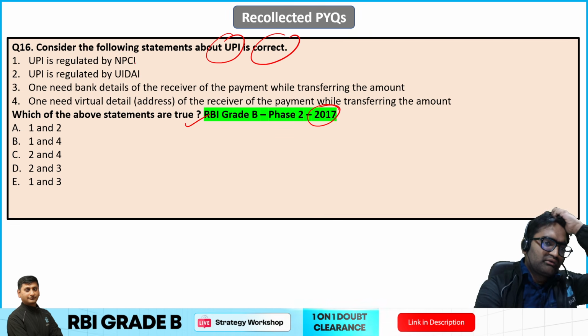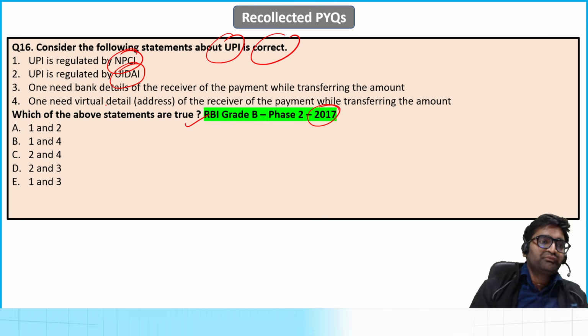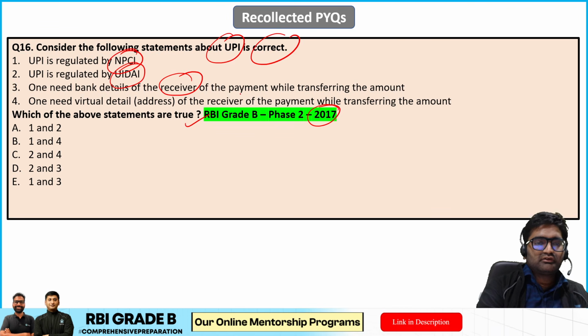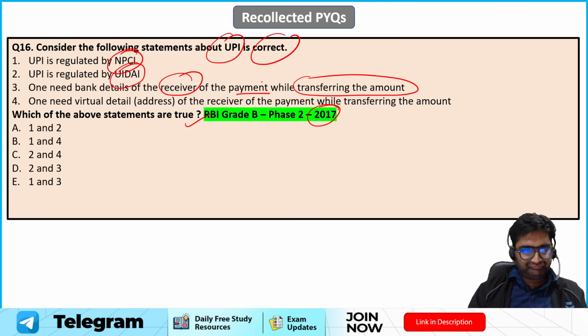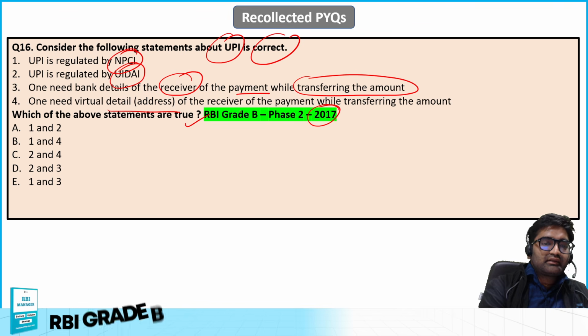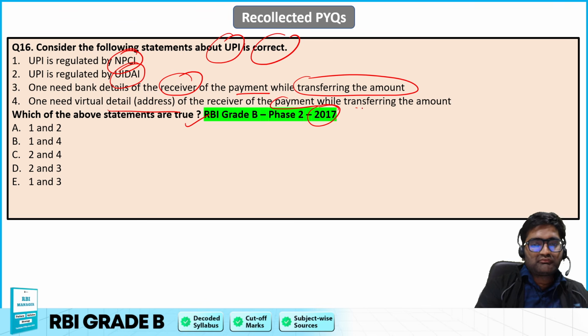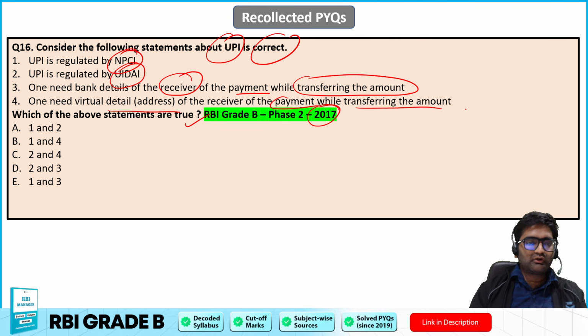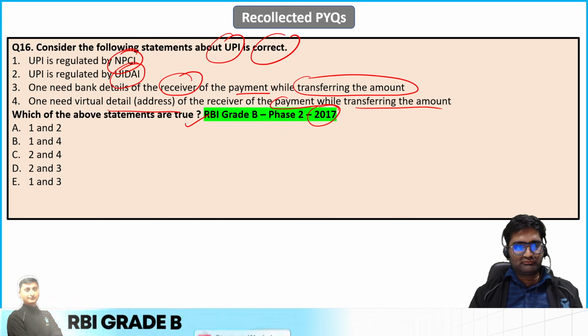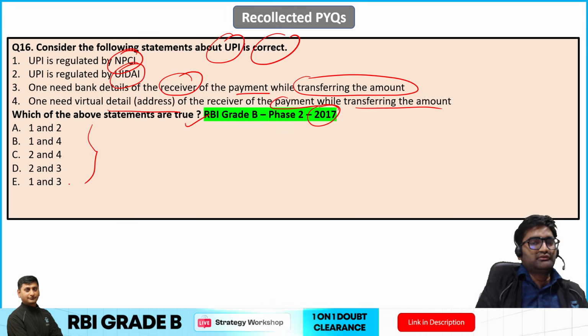Now, UPI is regulated by NPCI; it is regulated by UIDAI; which is the right one? It needs bank details of the receiver of the payment while transferring the amount. And one needs virtual details, or detailed address of the receiver of the payment, while transferring this particular amount. I'm talking about UPI; we have to pick the two correct statements over here. Obviously, you can see there are only two statements which are correct.